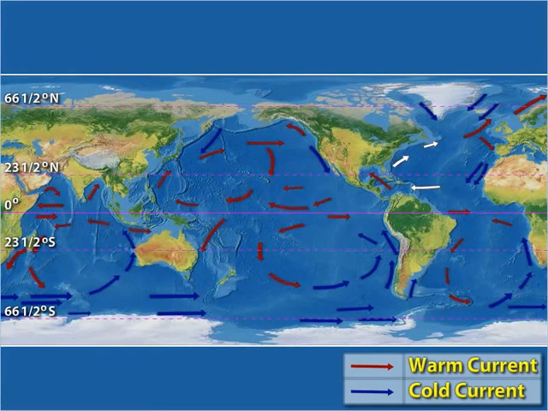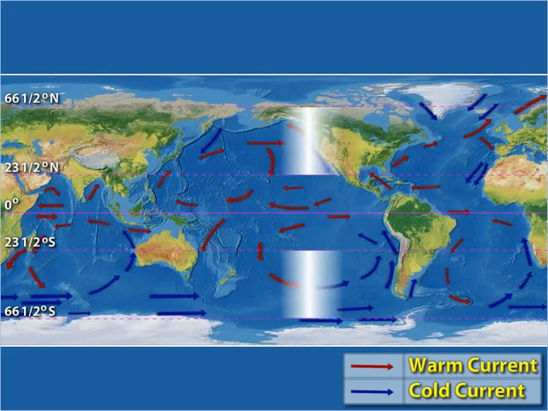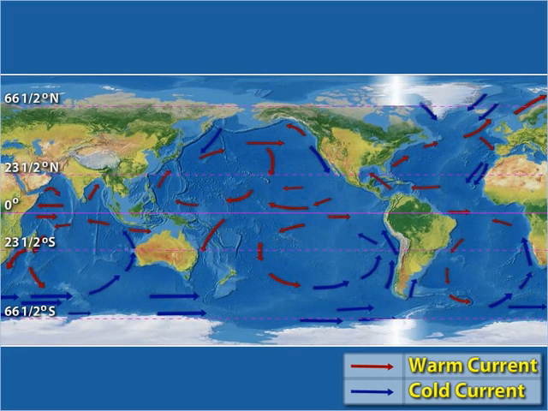Warm currents originate near the equator where the temperatures are high. From here, these currents flow towards the poles where the temperatures are low. These currents carry warm water from the equatorial region to temperate and polar regions and raise the temperatures on land.